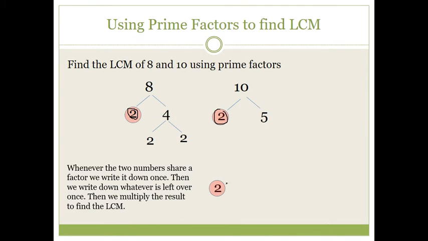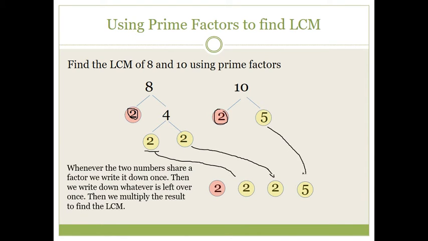So this first 2 I'm writing is because I have a pair between 8 and 10. They have the 2 in common. And then once there's nothing left in common, I write down whatever is left over once. So this 2 is from here. This 2 is because of that. And this 5 is because of that. Remember, those were all the ones that were left over that I couldn't pair up with anything else. So then I write them down once.